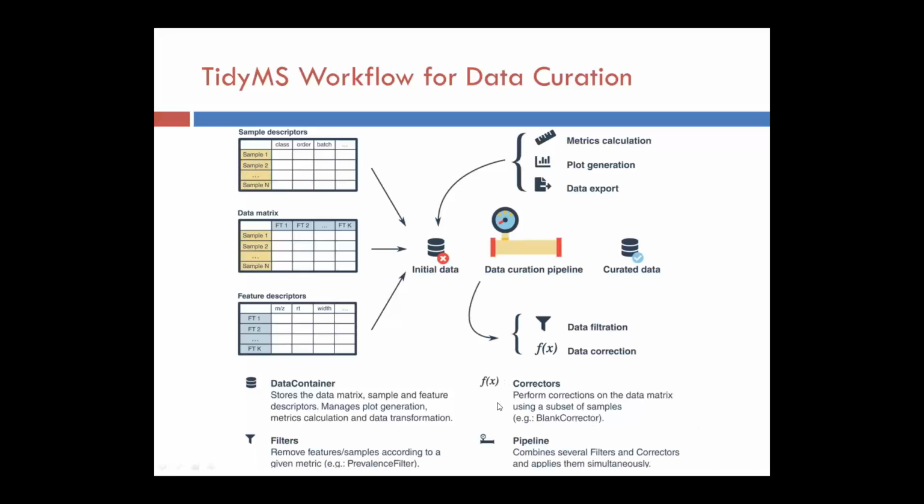The corrector object aims at performing corrections on the data matrix using a subset of samples. So, for example, for the case of the blank corrector, there is a correction that needs to be defined with the blank sample and will be applied to the study samples. And then the pipeline object combines several filters and correctors and applies them sequentially. And so along all the different steps of the pipeline, the user can generate plots or calculate metrics, and at the end, the curated data can be exported into different formats, such as CSV.